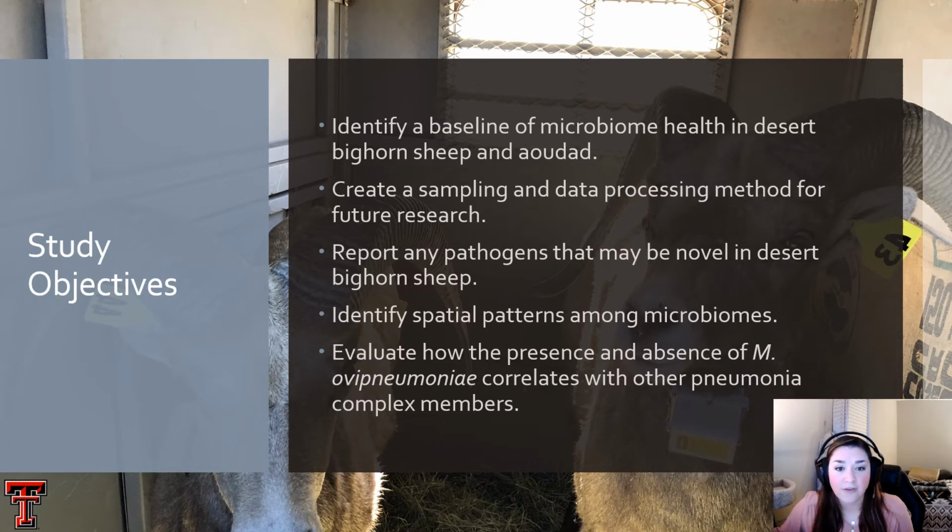I want to identify any spatial patterns among our microbiomes, and then I'd also like to evaluate how the presence and absence of MOVI correlates with other pneumonia complex members. So again, MOVI is thought to be a predecessor, so how does that change the environment, and how does that change the rest of our pneumonia complex members, like their relative abundances, to make them more opportunistic pathogens?